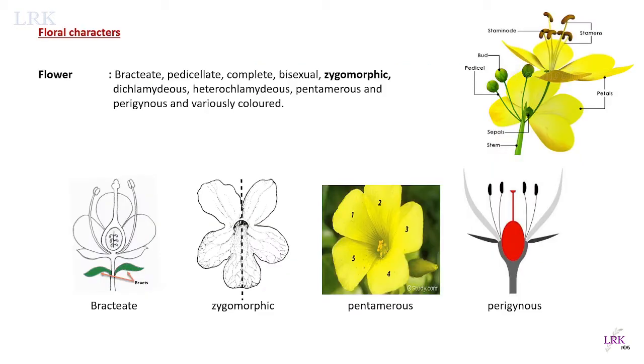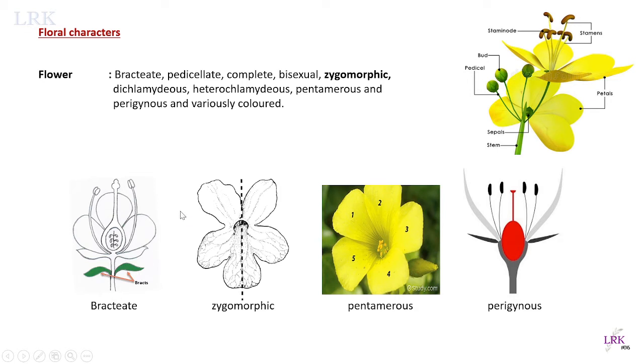When coming to the floral characters, we have many flowers in the inflorescence. We have to describe each flower. Okay, a single flower. So how the flower is, we'll see. Okay, flower, it is bracteate. That means it has bracts. Okay, see, bracts are green colored scale leaf-like structures.